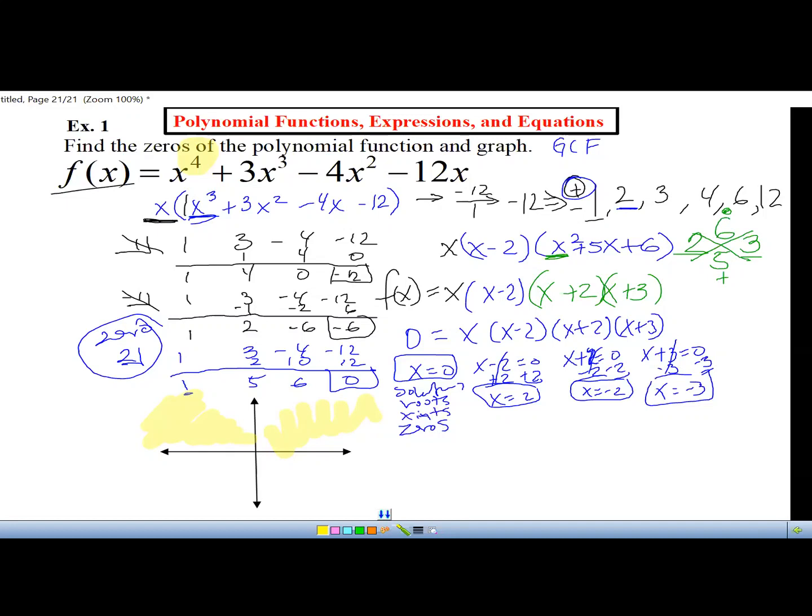So let's plot our x-intercepts. What are the x-intercepts? 0, there it is. 2, there it is. -2, there it is. And -3.